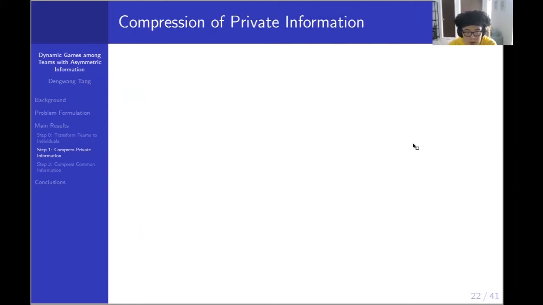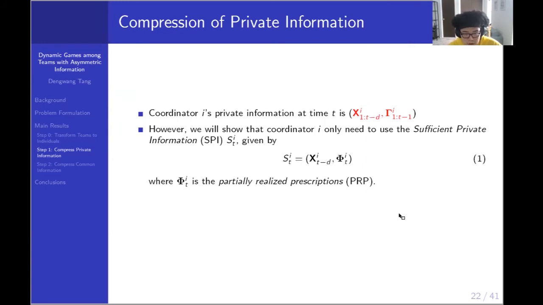So yeah, step 1, compression of private information. Recall that coordinator i's private information at time t is given by the states up to time t-d and the prescriptions up to time t-1. However, we will show that coordinator i only needs to use what we call the sufficient private information, S_t^i, given by the last perfectly observed states and the partially realized prescriptions.